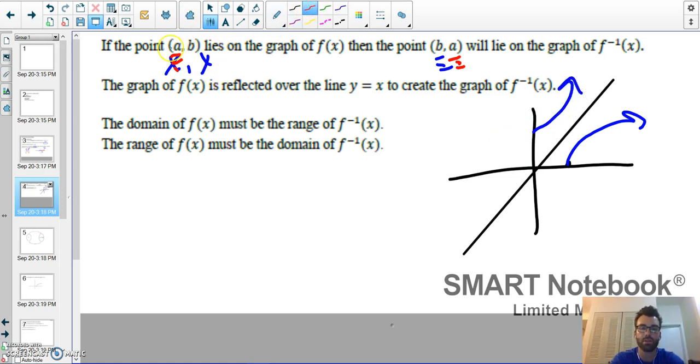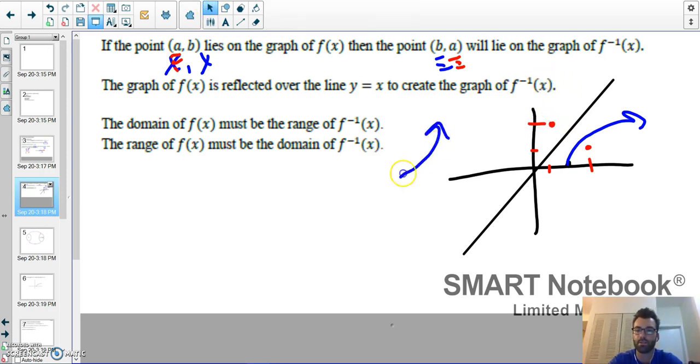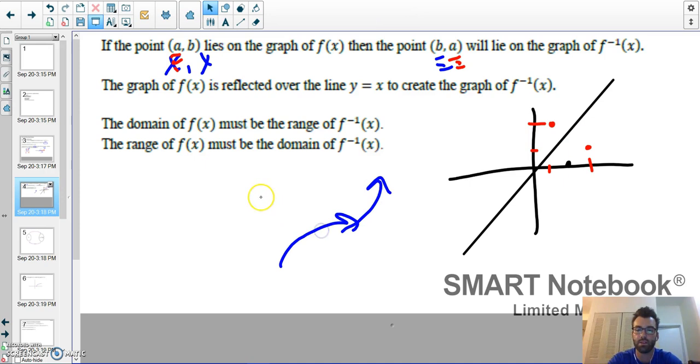Okay, this notion of a comma b. So let's say I have a point here. Well, to find my inverse point, I would go over this much and up that much to make it right there, to reflect it over. So let's take this off for a second here. All right, so I can reflect that point.